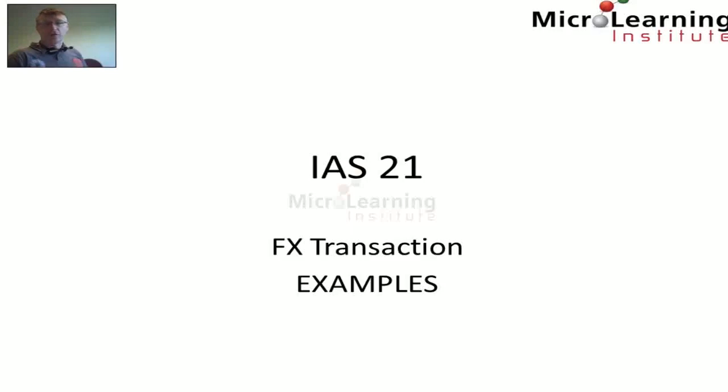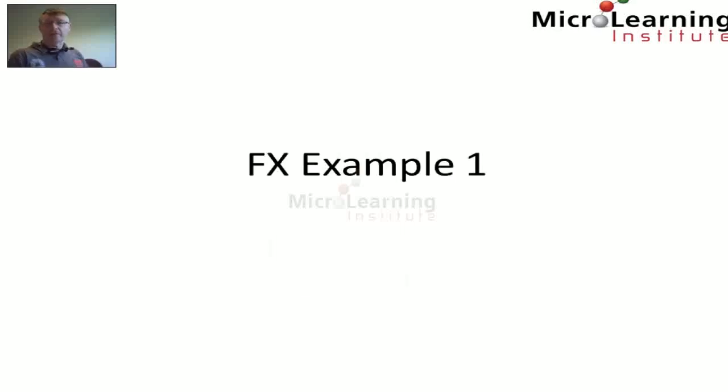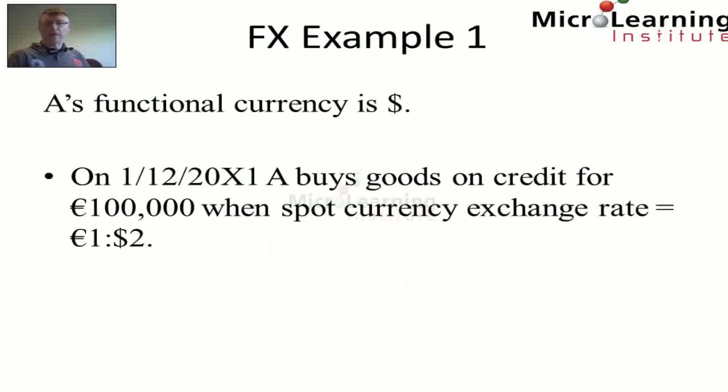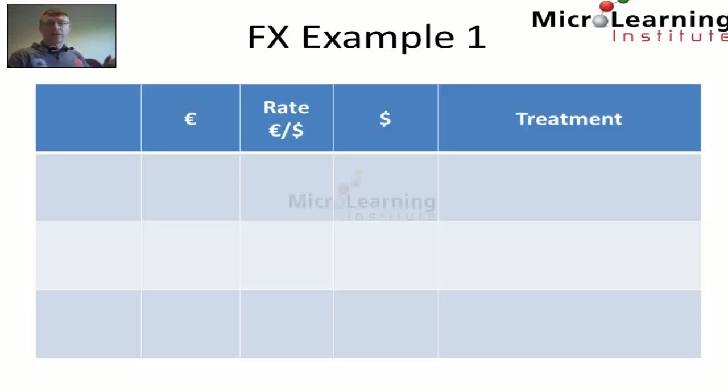In this short tutorial we look at IAS 21 foreign exchange and we look at some simple transaction examples. In foreign exchange example 1 we consider a company A whose functional currency is the dollar, and this company on the 1st of the 12th 20x1 A buys goods on credit for €100,000 when the spot currency exchange rate is €1 equals $2. So let's look and see how A would account for that.